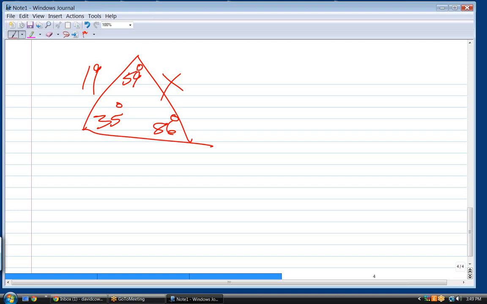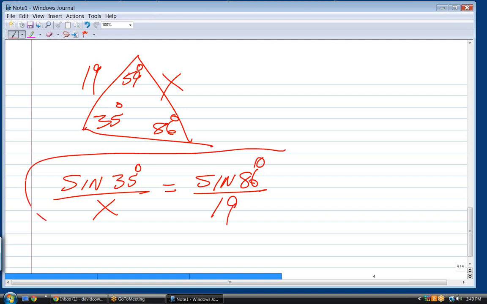Now we have an angle and its opposite side. So what are we going to use to solve this triangle? What law? Law of sines. So tell me what I can write. What kind of an equation can I write? Sine of 35 over x equals sine of 86 over 19. All right. There's your equation.